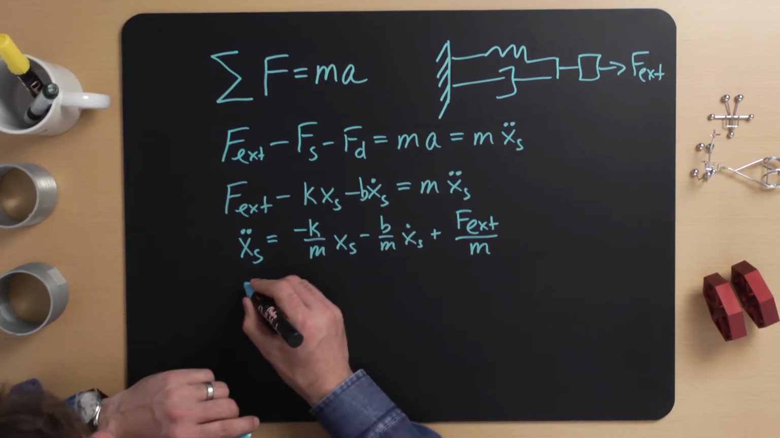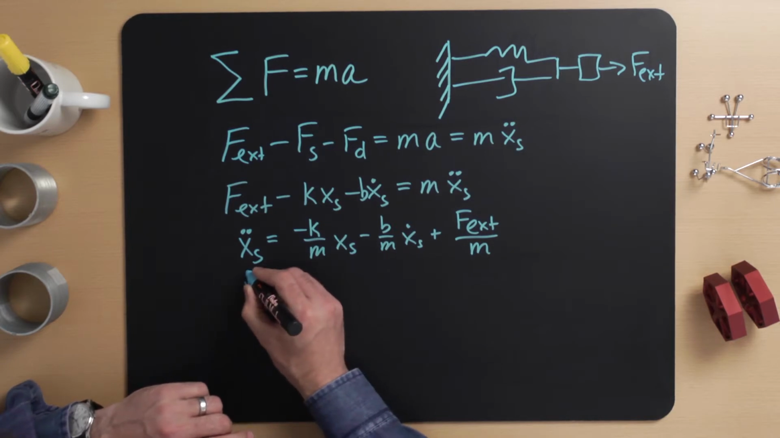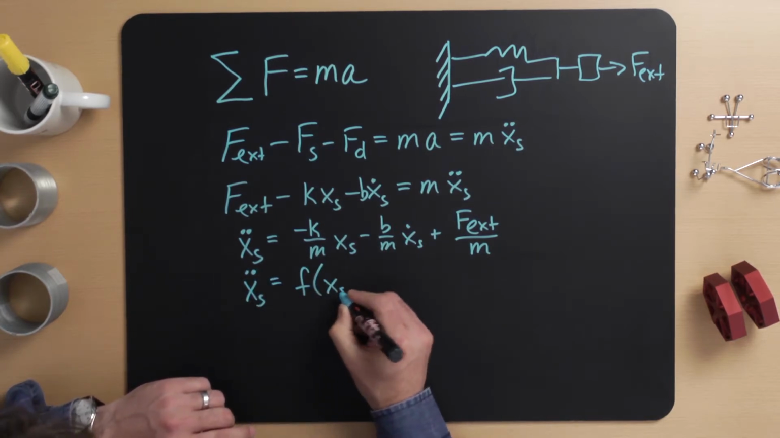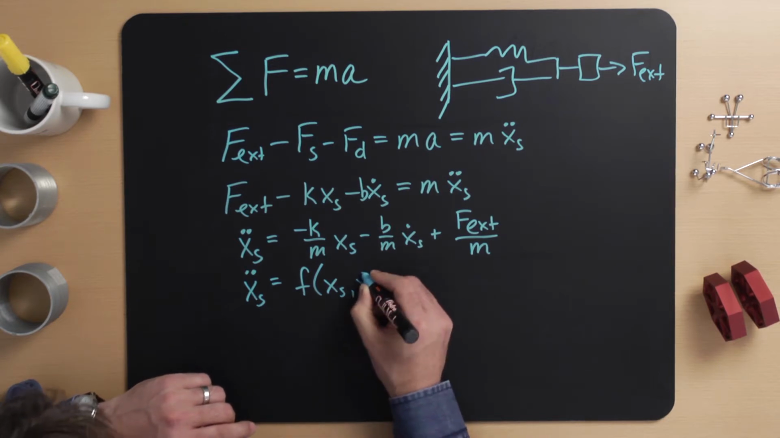We know that we need a first order ordinary differential equation if we are going to use Euler integration from Lecture 4 and the analytic solutions from Lecture 5, so we need to convert this system to a first order ODE. To do so, it is helpful to note that the equation can be rewritten as x sub s double dot is equal to f, some function of x sub s and x sub s dot.